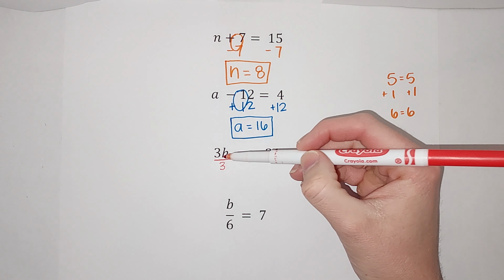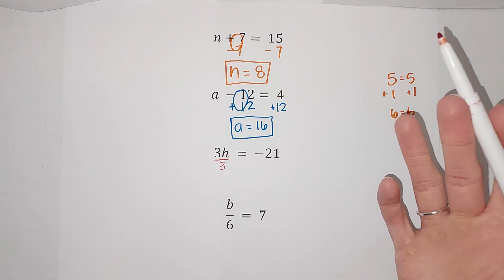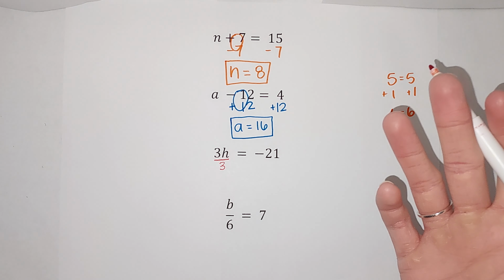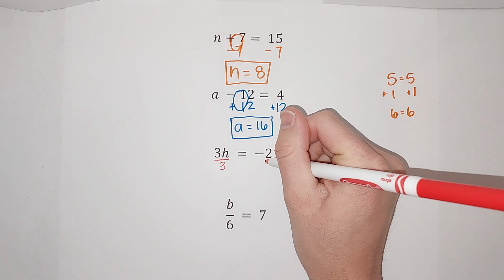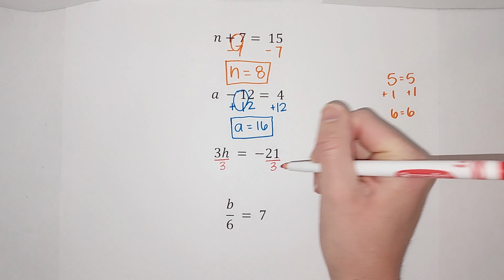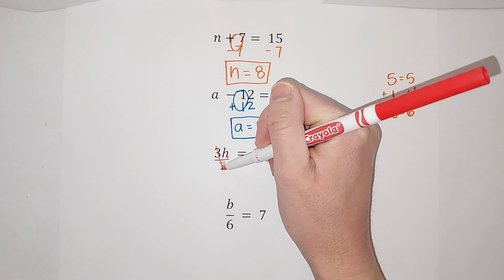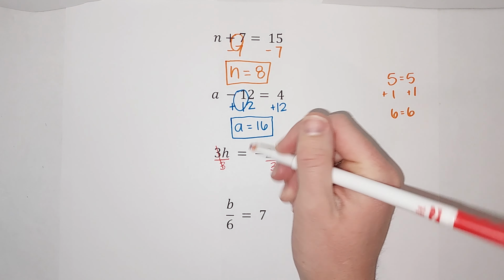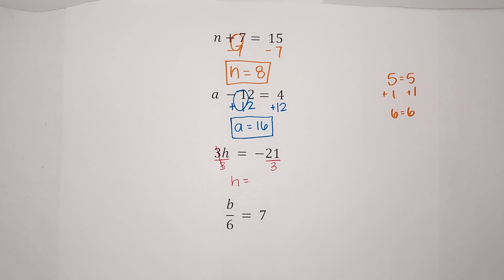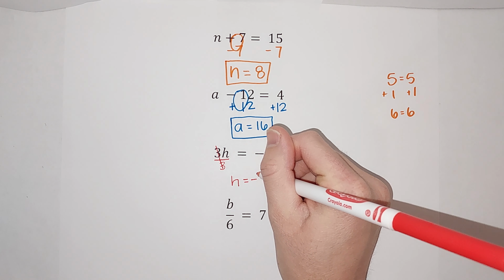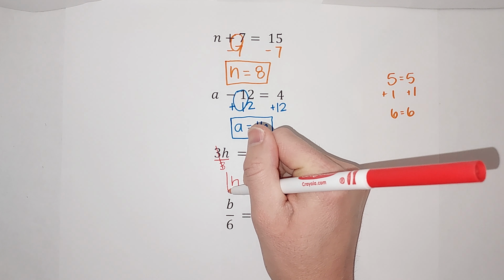Why do I do that? Because 3 over 3 is equal to 1, so then I'm left with 1h, or just h, okay? But again, if I do it on this side, I gotta do it on this side, okay? So these 3's just go to 1, so I'm left with 1h, which I usually just write as h, equals negative 21 divided by 3. When I have a negative divided by a positive, it leaves me with a negative. So this is going to be negative 7, okay?